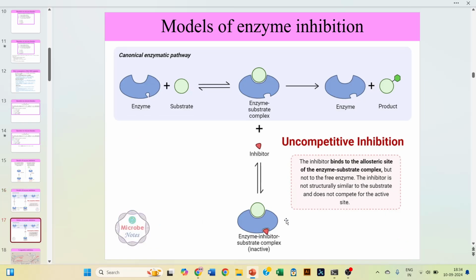Now what happens in uncompetitive inhibition is that the inhibitor only binds to the enzyme substrate complex, and once again we do not get any enzyme and product formation.